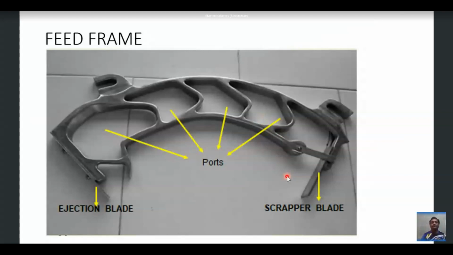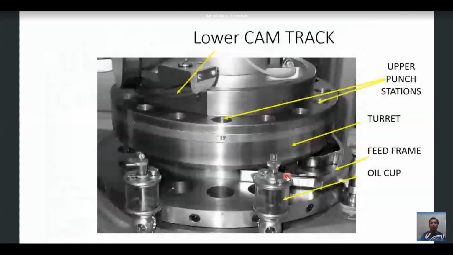Now, let us see the lower cam in this picture. In this picture, you can see here, this is the lower cam track. Can you see the small pockets, circular-like pockets? These pockets are mainly responsible for holding the upper punches. Can you see here? Punch stations. Punches. So this is a 16 station. So 12 here, 13, 14, 15. So like that you have all the numbers. So this is the punch station 12.